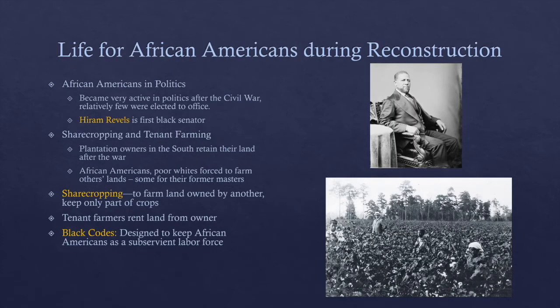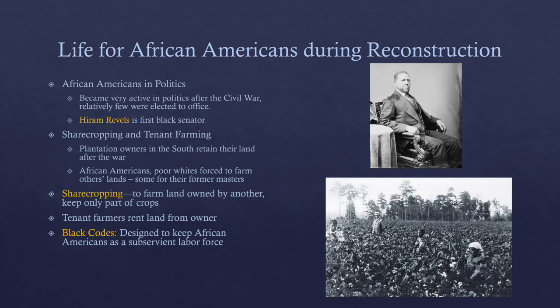Obviously, life for African Americans changed a tremendous amount as a result of the Civil War and Reconstruction. Many get very involved in politics, and some are even elected to state, local, and in some cases, federal office. Some former slaves and other free blacks were elected to office, including people like Hiram Revels, who was the first black senator.